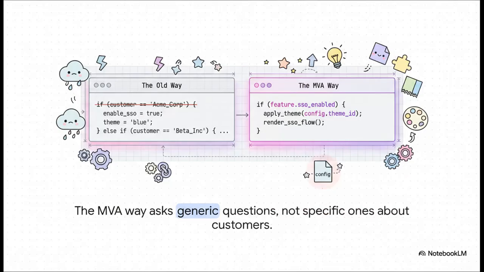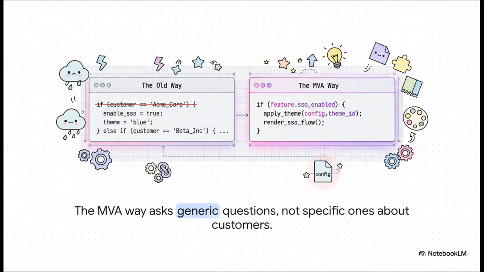And this just brilliantly illustrates the shift in mindset. You see, on the left, that's the old way. We're asking the code, hey, which customer is this? Which leads to all that brittle logic. But on the right, the MVA way, the code asks much more generic questions like, is this feature turned on, or which theme should I be using?